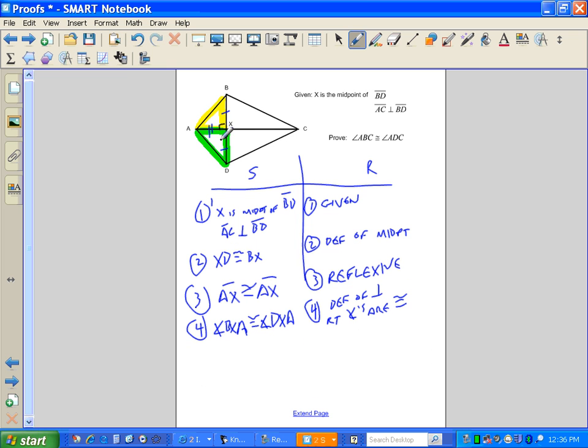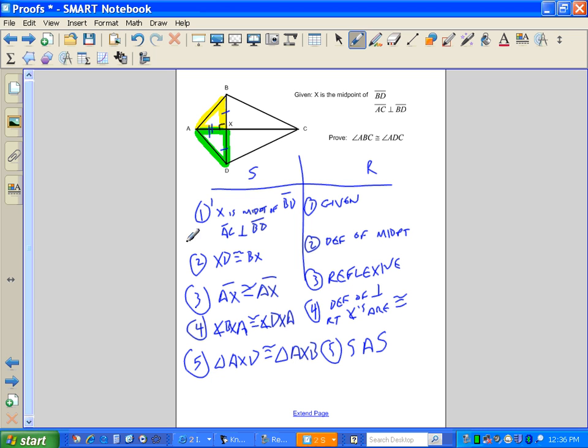So now the picture's getting smaller and smaller as we go. I've got a side, an angle, and a side in the two triangles. So I can say those two little triangles are congruent. So triangle AXD is congruent to triangle AXB. That sounds like it would work. And our reason for that is our side angle side postulate.